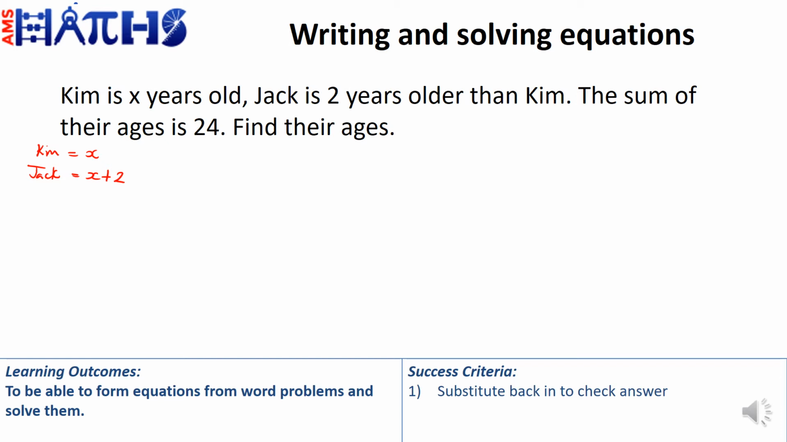The next part of the question says the sum of their ages is 24, and so we should find their ages. So what we have to do then is add Kim's age X plus Jack's age, which is X plus 2. When we add that together, we should get 24, because it says that their ages added together, the sum of their ages is 24. So that's our equation. So we can simplify that. X plus X gives us 2X, and then our 2 here should be written again because we haven't done anything to it, and then that's equal to 24.